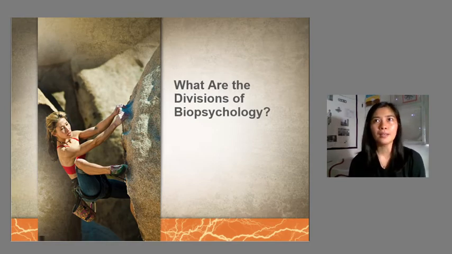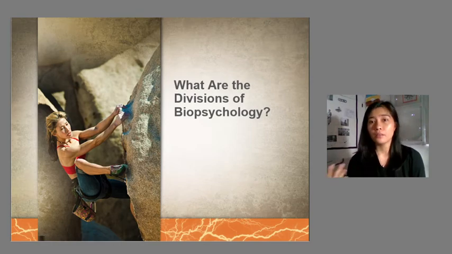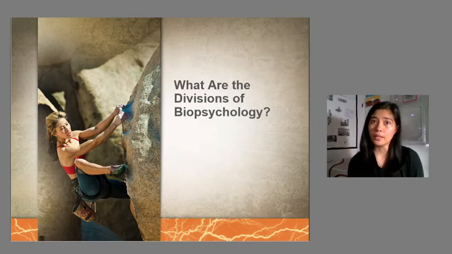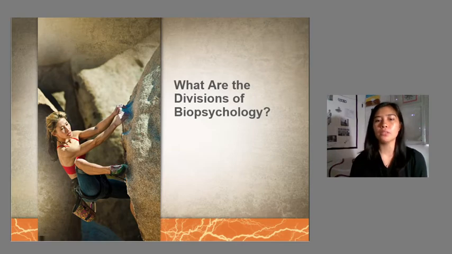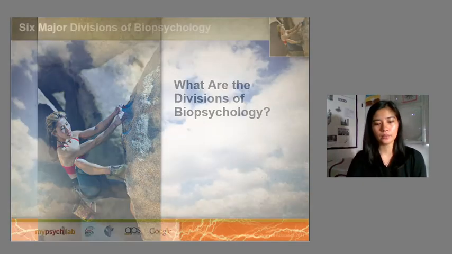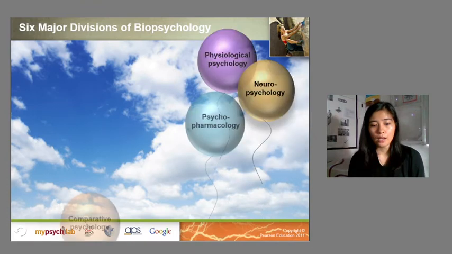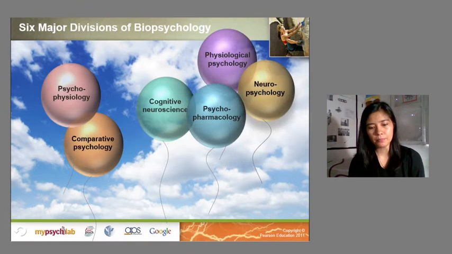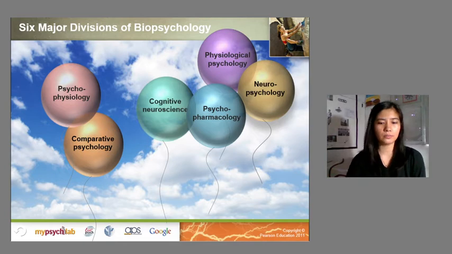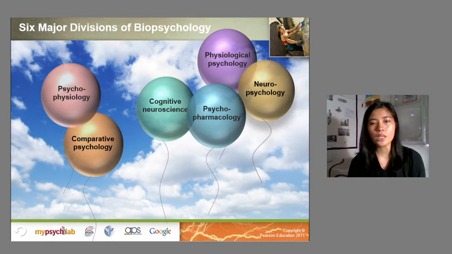So we're done with explaining what biopsychology is all about, what the different related disciplines in neuroscience are, and also what research is. How do we use research in biopsychology? Now we look into the different divisions of biopsychology. Each of the divisions has different approaches, but they overlap. So we have physiological psychology, neuropsychology, psychopharmacology, cognitive neuroscience, psychophysiology, comparative psychology.